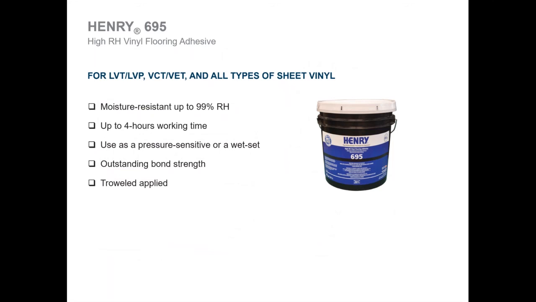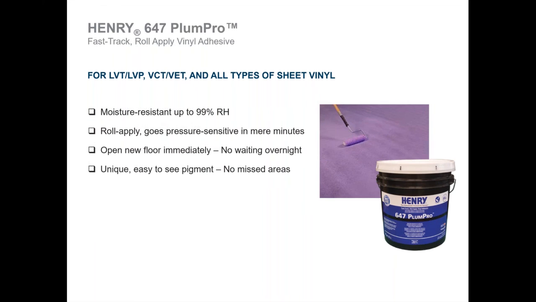695, brand new adhesive for us, been out for about a year or so. 99 RH, pretty long working time, 4 hours. Dry to the touch is a pressure sensitive. You have 4 hours to drop the flooring in. Can also be used as a wet set. Outstanding bond strength, trowel applied type adhesive, basically for all types of vinyl products. Pretty killer adhesive.